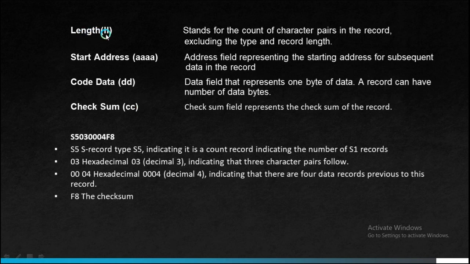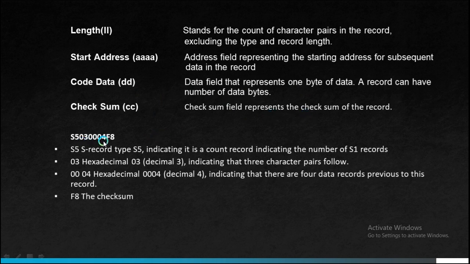Next is length. As I said, it is the length of the record, but here the count is taken as character pairs. The starting address AAA, as I mentioned earlier, is the address field representing the starting address of the subsequent data in the record. Next is code data, which, as I have already said, is the data field that represents 1 byte of data, and checksum represents the checksum field to detect errors.